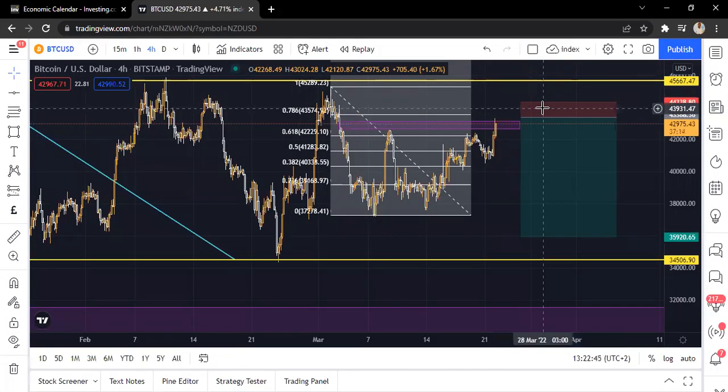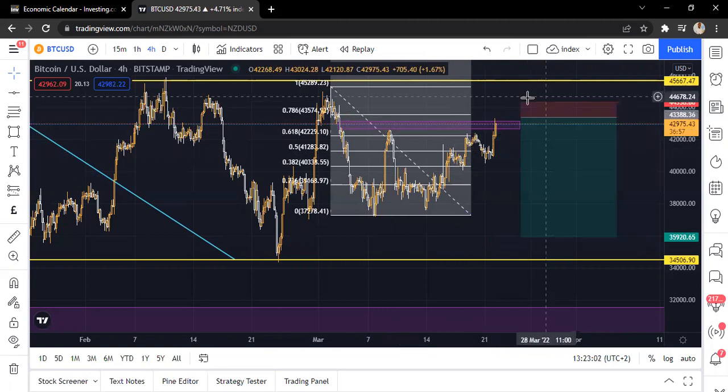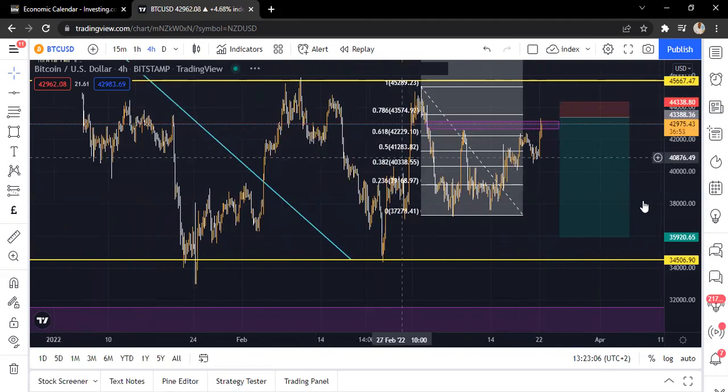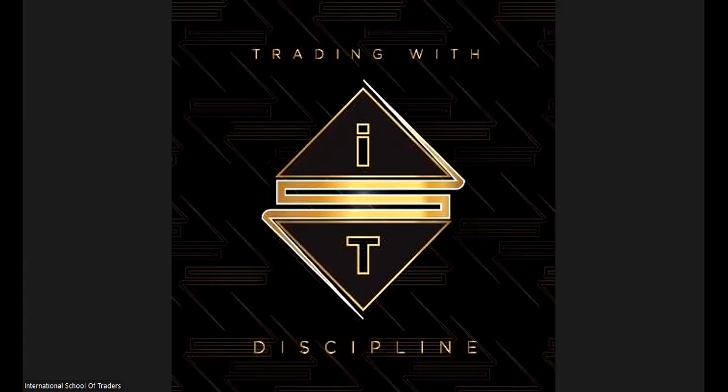So it's Euro GBP that we looked at, GBP-USD, Euro-USD, NZD-USD, and Bitcoin. So this is what I'm currently thinking on Bitcoin. There are also other trades and things that we are looking at. I'm still in the market. I am checking what's going on in the market.